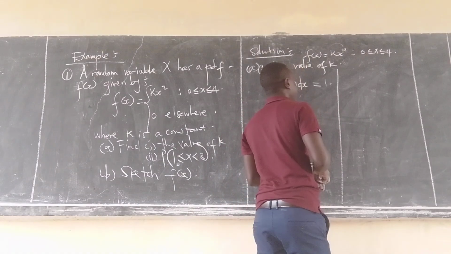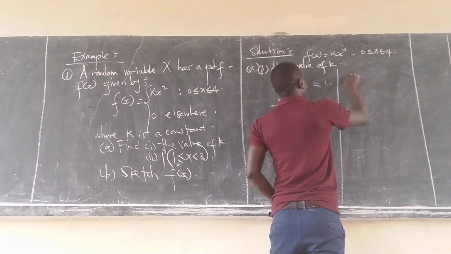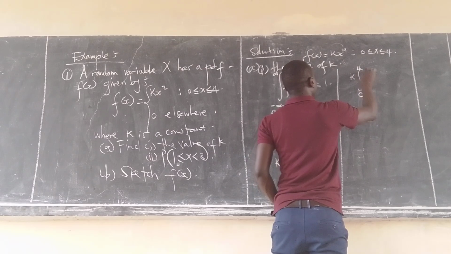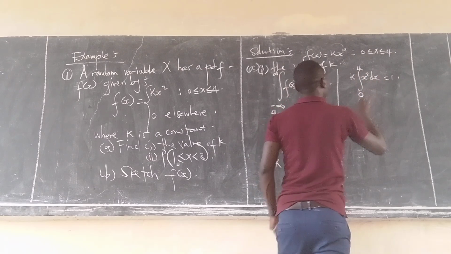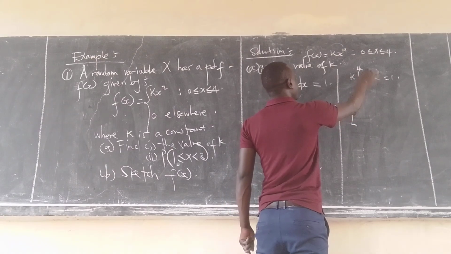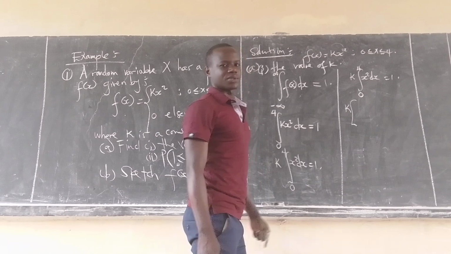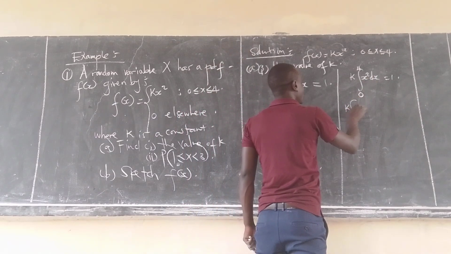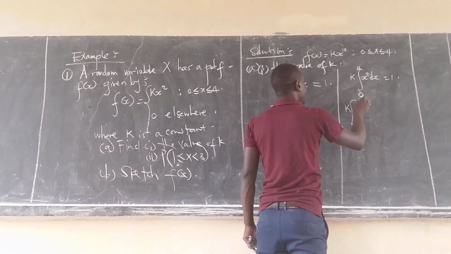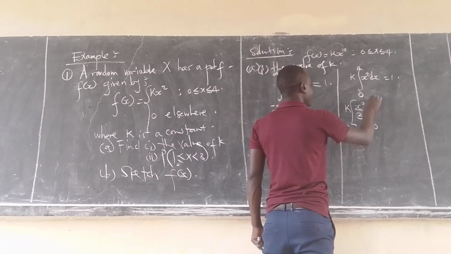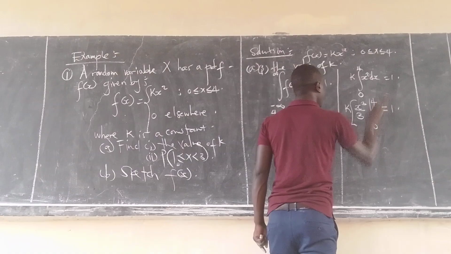So we shall have our k, the integral from 0 to 4 of x squared dx. The answer is 1. So this is a constant. If I square it here aside, what do you get when you integrate x squared? You increase the power by 1 and you divide by the new power. So we are going to have x to the power 2 plus 1, which is x cubed over 3. We have integrated from 0 to 4, and the answer should be 1.